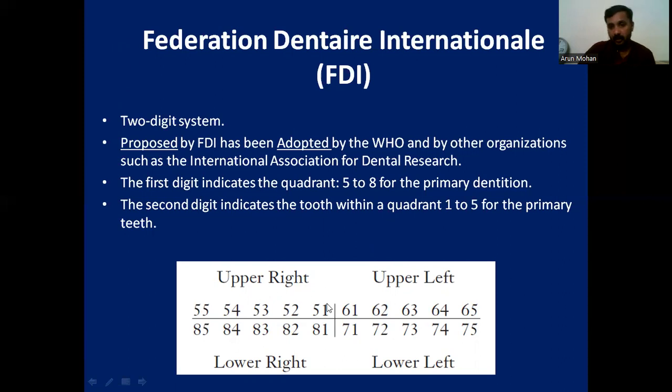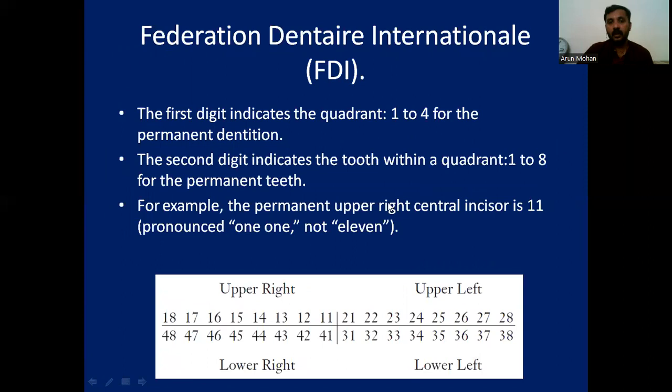And then, similar to the Palmer notation, we name the tooth 1, 2, 3, 4, 5 starting from the midline. So this is the Palmer notation for the primary teeth. The quadrant number will be 5, 6, 7, 8, and will be followed by the tooth number starting from the midline. For the permanent teeth, again, quadrant numbers will be there, and the second part will be the tooth number. Here the tooth number will extend from 1 to 8.